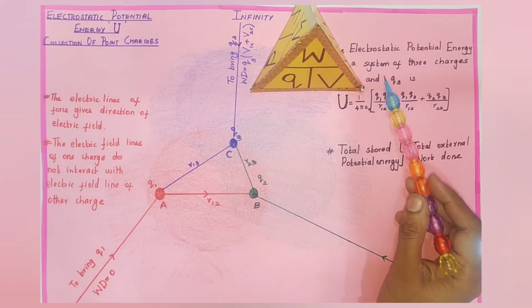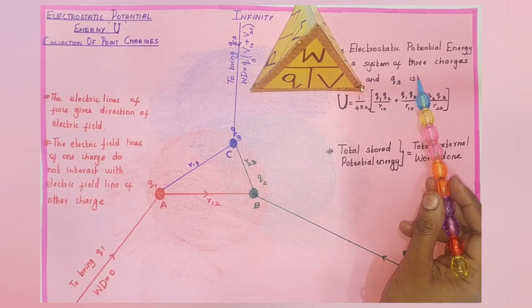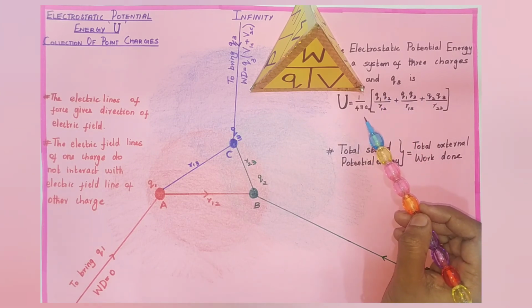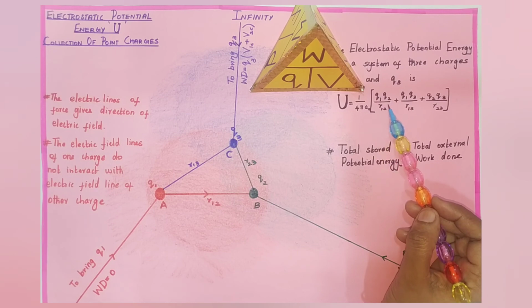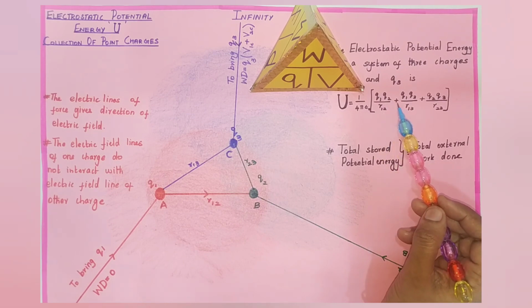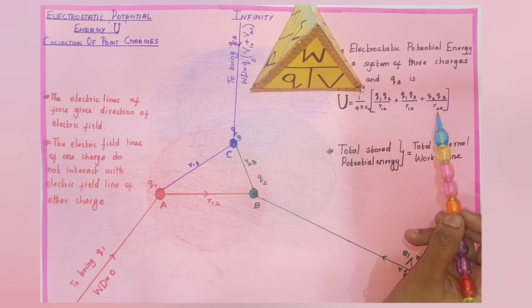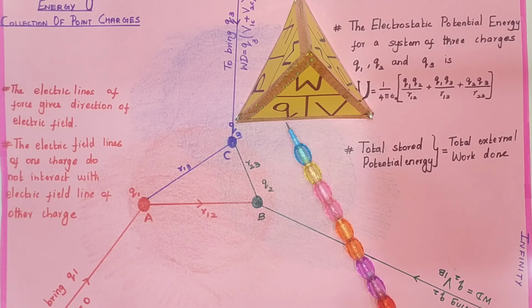The total electrostatic potential energy of a three charge system is U is equal to 1 by 4 pi epsilon naught into Q1 Q2 by R12 plus Q1 Q3 by R13 plus Q2 Q3 by R23. Okay guys, I hope you all understood all the concepts of the topic electrostatic potential energy.